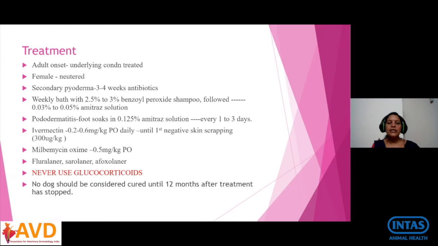Always remember that we should not use glucocorticoids in demodicosis. And no dog should be considered cured until 12 months after the treatment has stopped. So there is a chance of relapse. So we have to see that the animal is not considered cured until 12 months after the treatment has stopped.